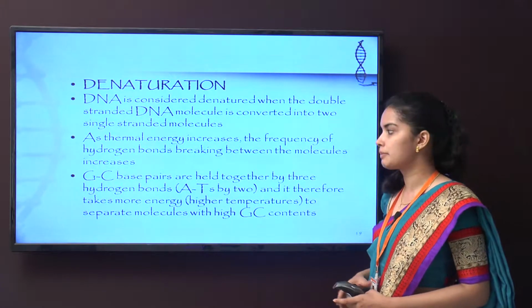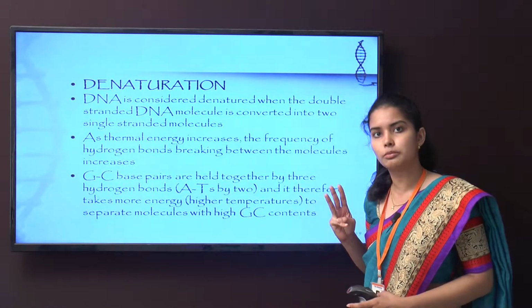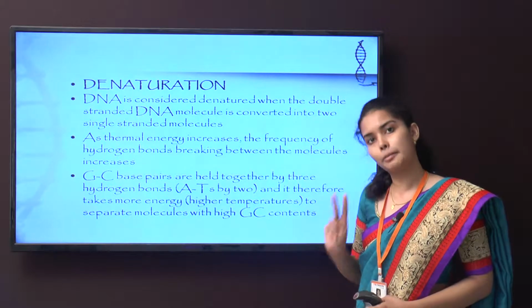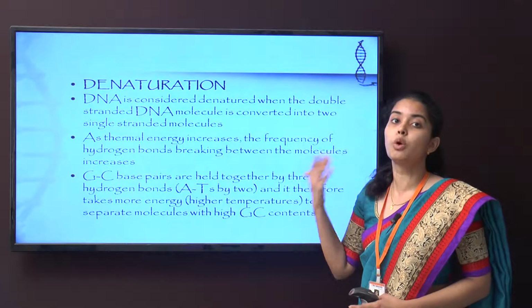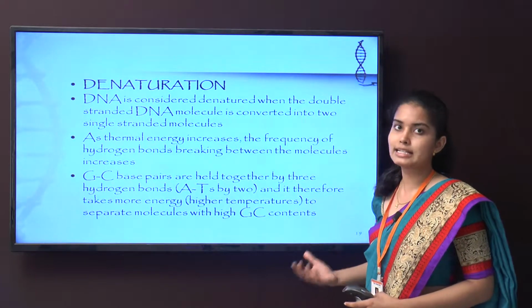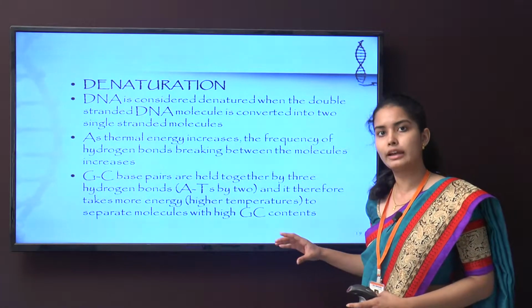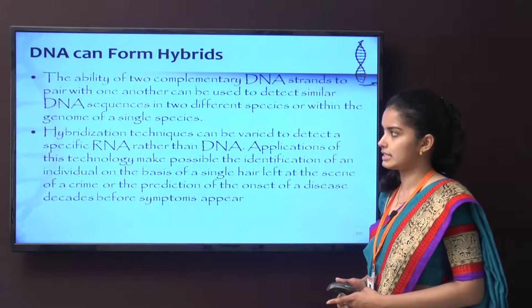G and C base pairs are held together by 3 hydrogen bonds, while A and T are held together by 2 hydrogen bonds. So the greater the amount of G and C, the more difficult it is to break the DNA strands. But if we have a greater amount of A and T, it can be broken down easily.